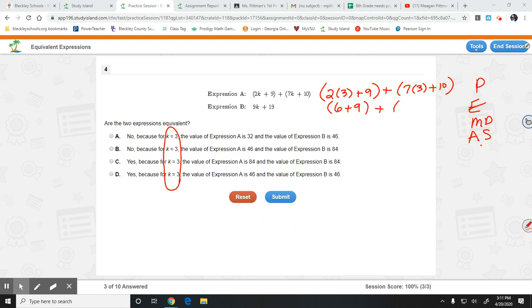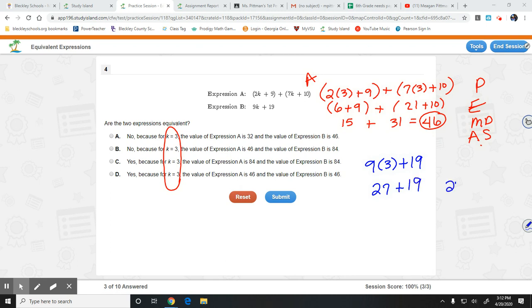Okay. And then we have 7 times 3 is 21 plus 10. Now we can combine those. 6 plus 9 is 15, plus 21 plus 10 is 31, which gives us a total of 46. Okay? That's expression A. Let's look at expression B if we substitute 3 for k. 9 times 3 plus 19. 9 times 3 is 27 plus 19, okay?